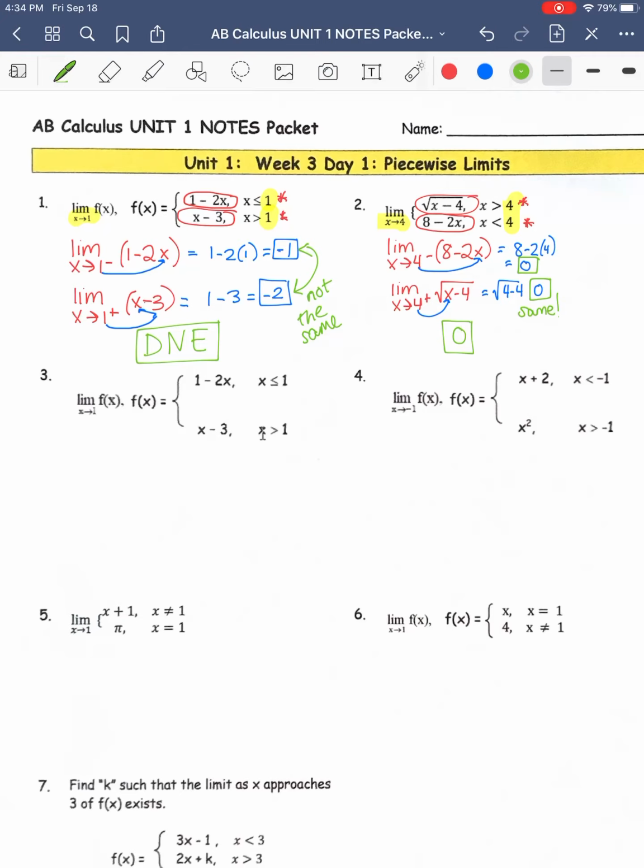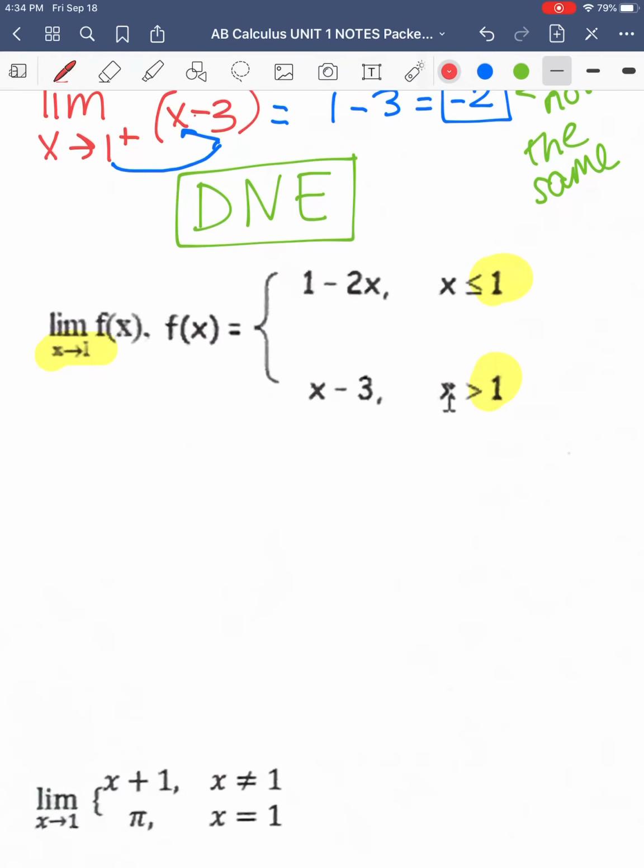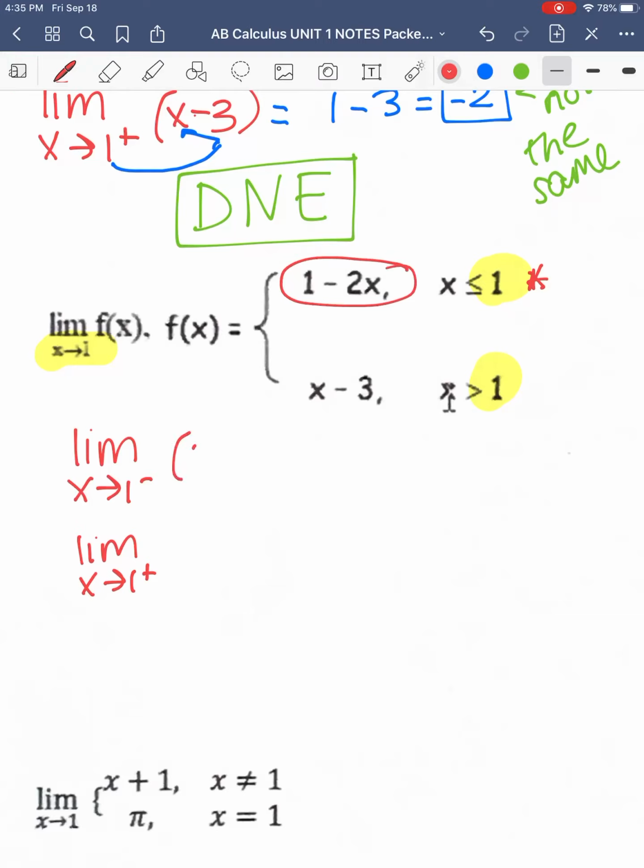It's very similar. Problem number 3, x is approaching 1. And 1 is where this function splits in the piecewise function. So I need to find my limit from the left and from the right. Let's set it up. Limit as x approaches 1 from the left. Limit as x approaches 1 from the right. From the left, we always want to use numbers that are less than 1, which would be, in this case, the top function, 1 minus 2x. To find my limit, I simply take 1 and sub it in. So 1 minus 2 times 1, and I get negative 1.